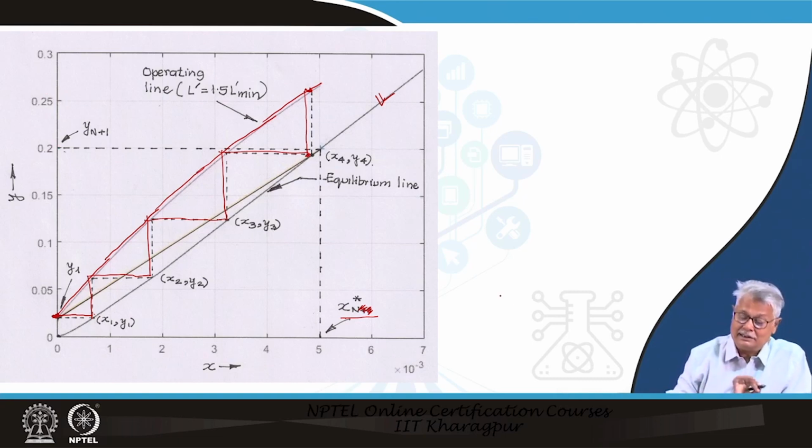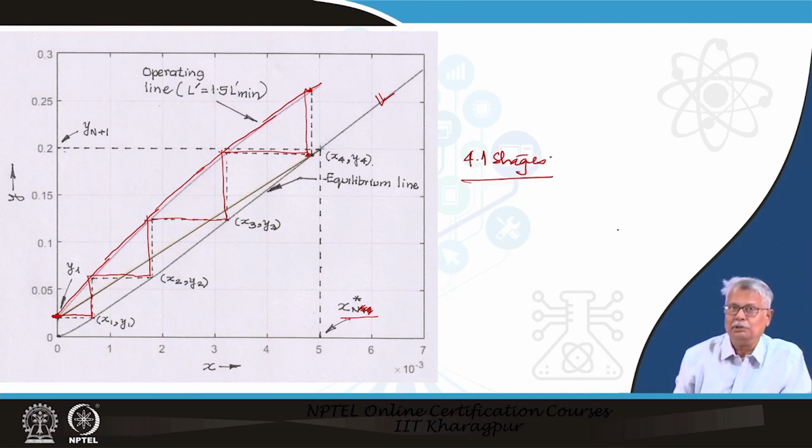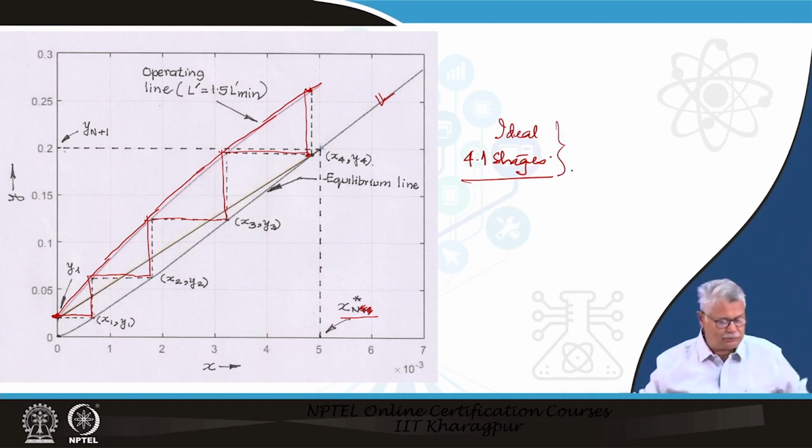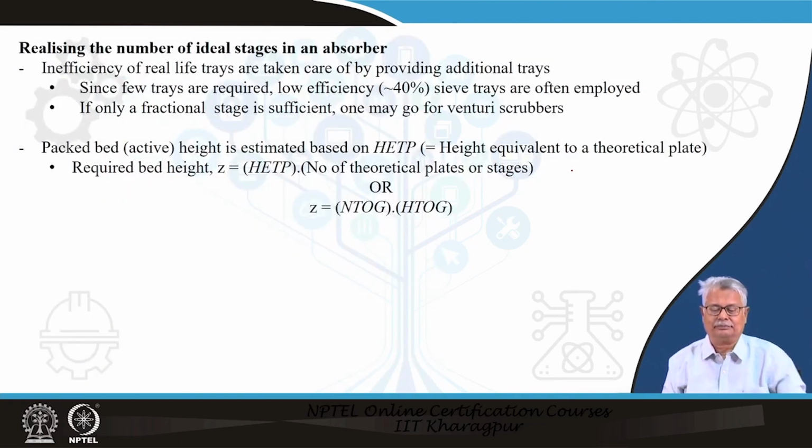And ideally, if it is possible for me to provide 4.1 stages, we will be too happy to do it. So basically what we find here is that we require 4.1 ideal stages, or we can say that we require slightly more than 4. So this is the way you find out the number of ideal stages in this specific design problem. If you want, you can repeat the calculation yourself.